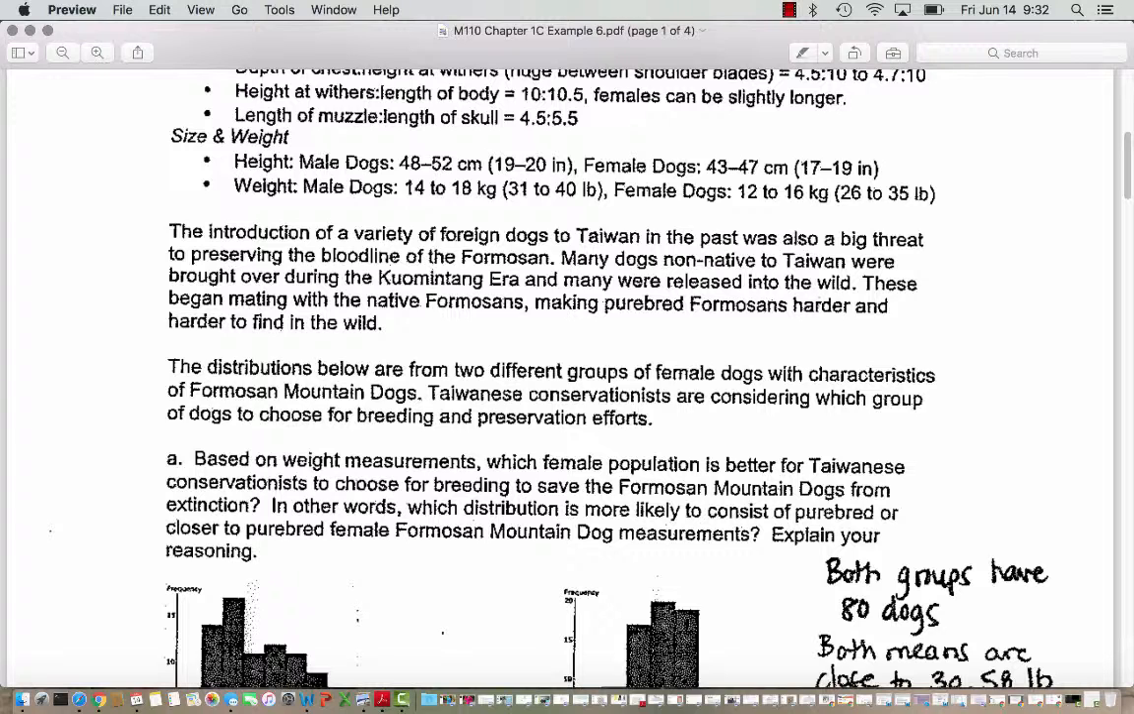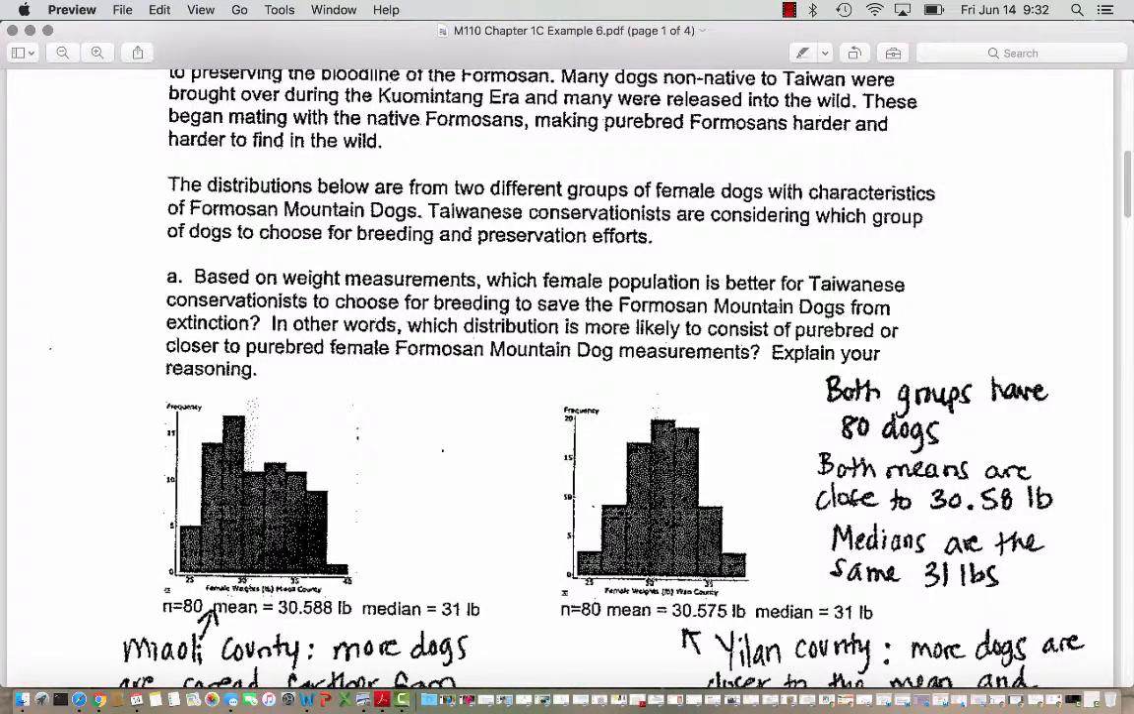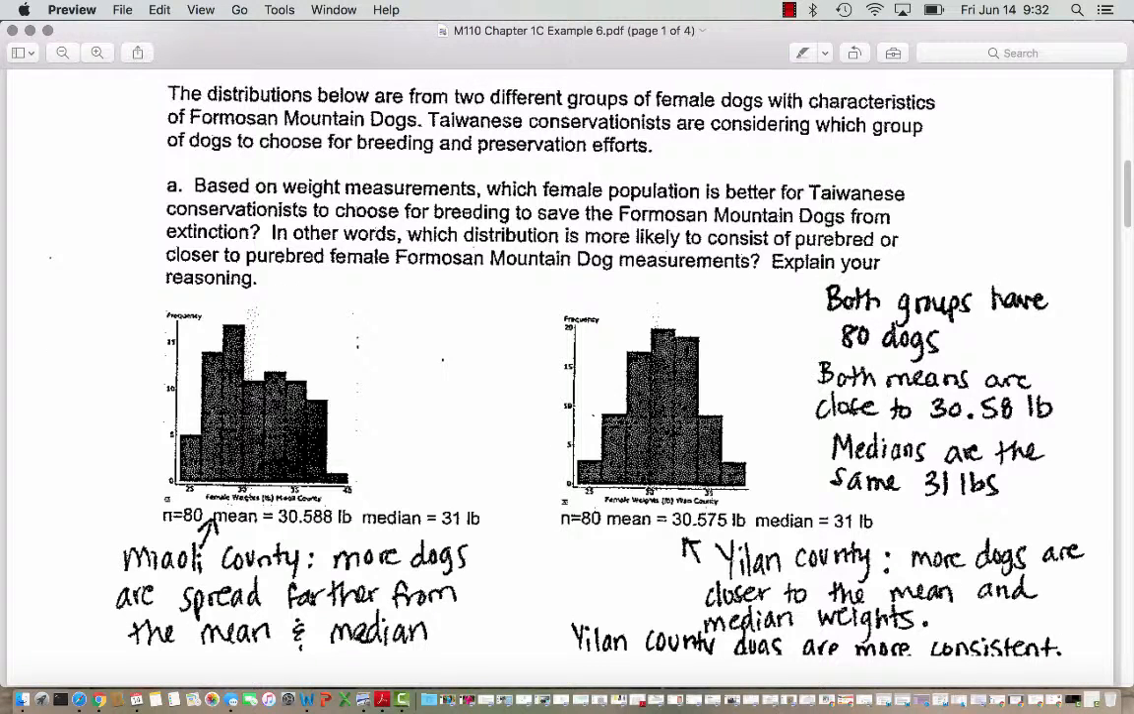We're going to look at distributions from 2 different groups of female dogs that they're considering using for breeding to preserve this breed and save it from extinction. So the Taiwanese conservationists are considering which group of dogs to choose for breeding and preservation efforts. Part A asks us, based on these weight measurements, so these are 2 graphs of weight, which female population is better for Taiwanese conservationists to choose for breeding to save the Formosa mountain dogs from extinction? Or in other words, which distribution is more likely to consist of purebred or closer to purebred female Formosa mountain dog measurements? And then explain our reasoning.